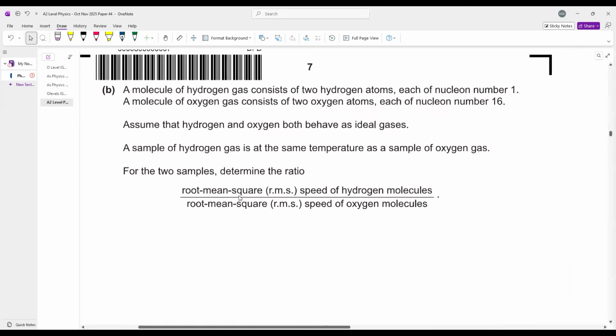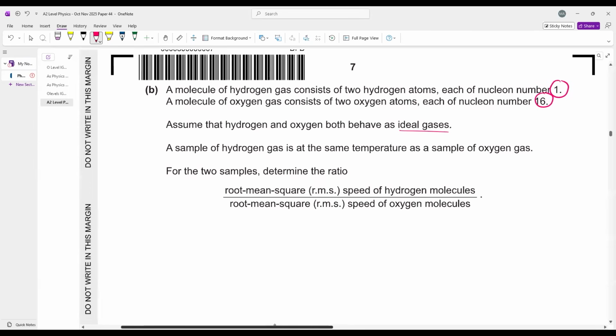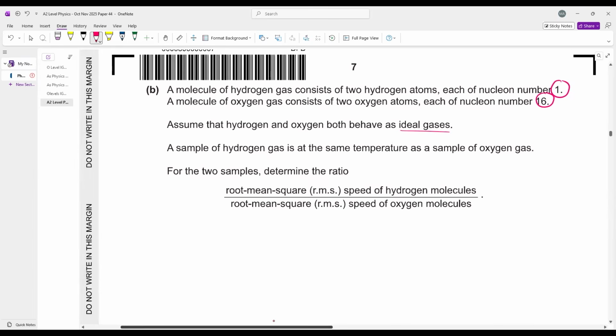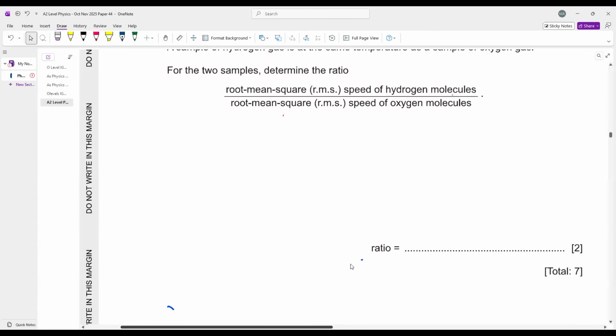A molecule of hydrogen gas consists of two hydrogen atoms. Each has a nucleon number of 1. A molecule of oxygen gas contains two oxygen atoms. Each has a nucleon number of 16. Assume that hydrogen and oxygen both behave as ideal gases. A sample of hydrogen is at the same temperature as the sample of oxygen. For the two samples, determine the ratio of the root mean square speed of hydrogen molecules divided by the root mean square speed of oxygen molecules.